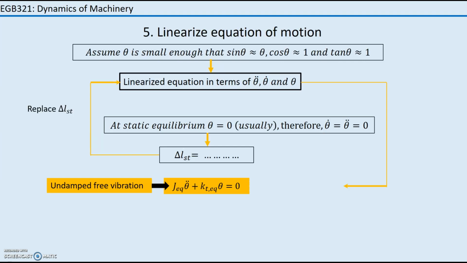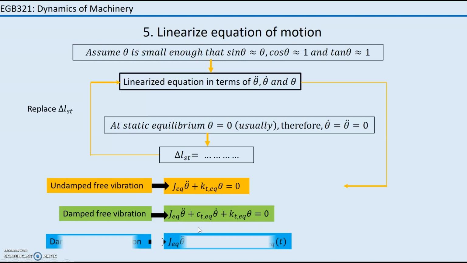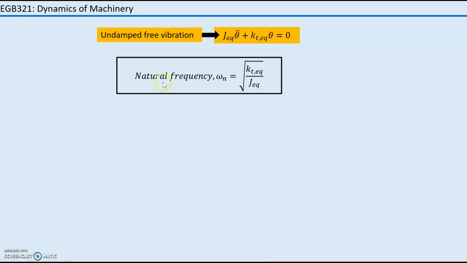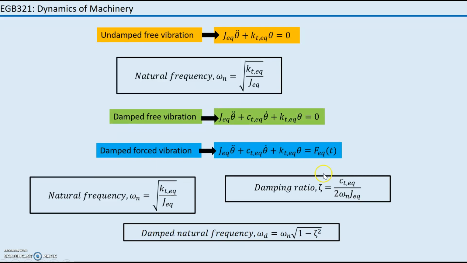So again, for undamped free vibration, we get J equivalent theta double dot plus k equivalent theta equals 0. For damped free vibration, we get an additional damping part, and for damped forced vibration, we get an additional part on the right hand side as a function of t. Alright, so when we get undamped free vibration, we can find the natural frequency of this system using this equation. For damped free vibration and forced vibration, we'll get a damping ratio and damped natural frequency in addition to the natural frequency.